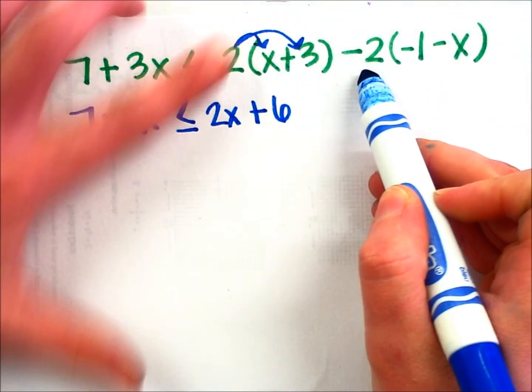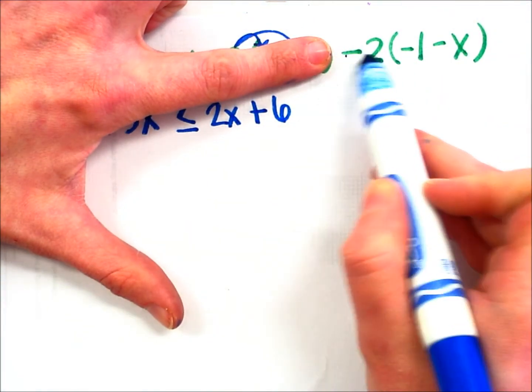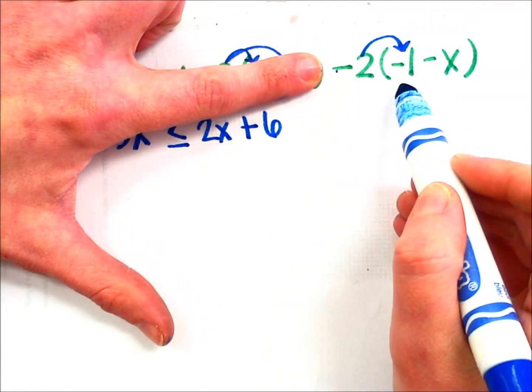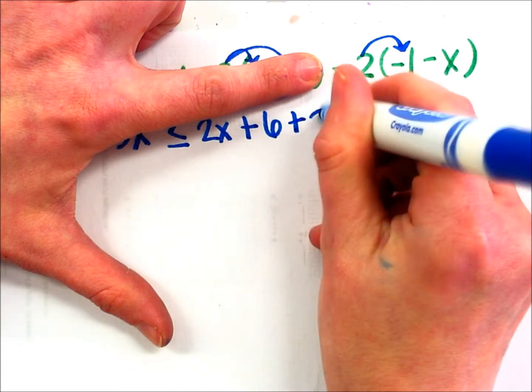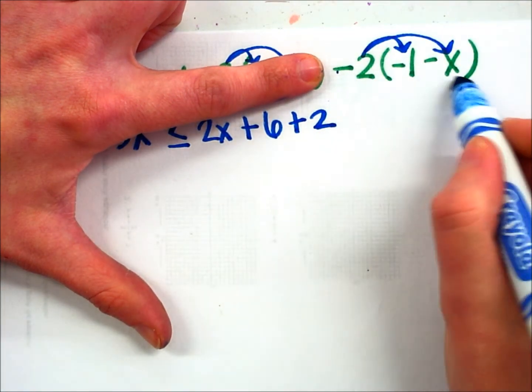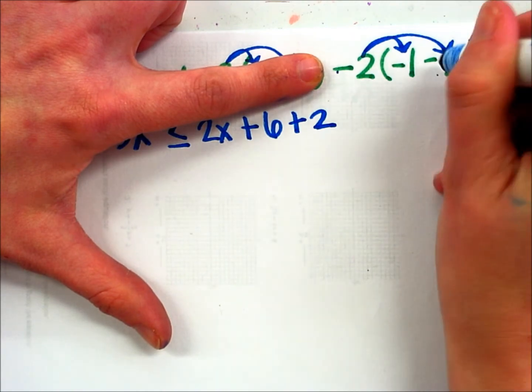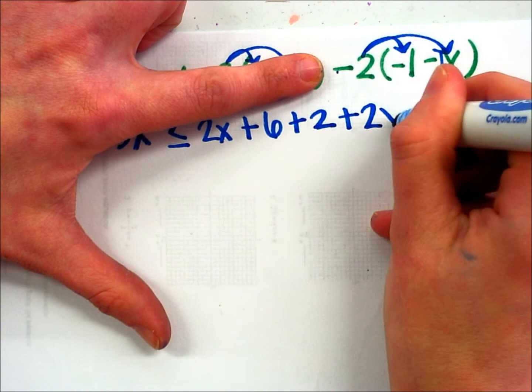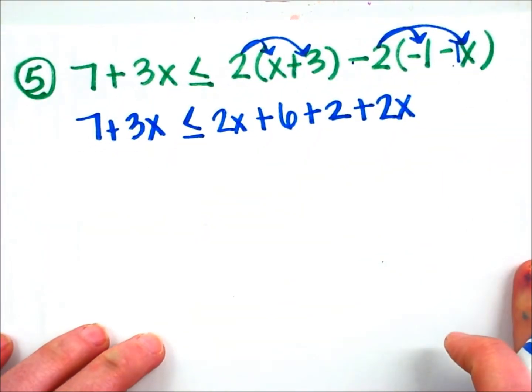Over here, if I cover all that up, it looks like negative 2. So I'm going to think negative 2 times negative 1. Well, that's positive 2, so I'm going to put a plus 2. And then I'm going to think negative 2 times negative x, or negative 1x. That would be positive 2x, so I'm putting a plus 2x.